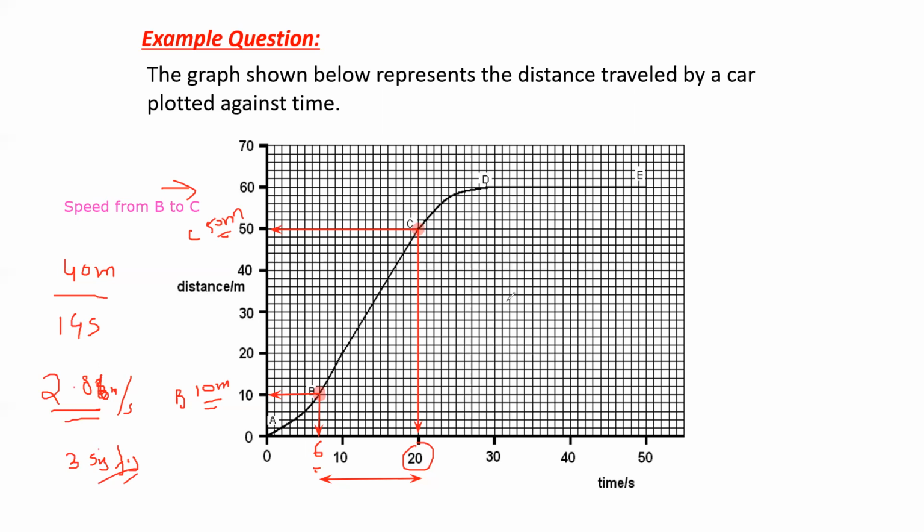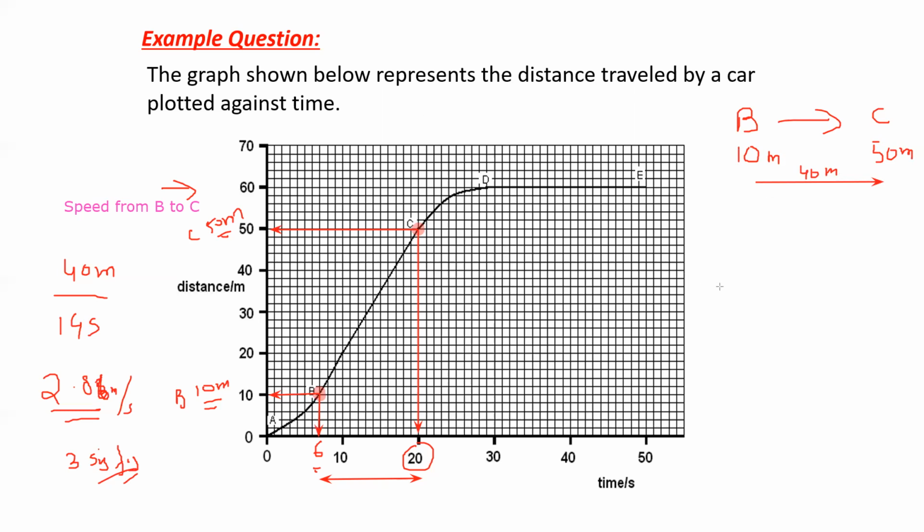How did I get 40 meters? Because we need the speed from B to C. When the car is at point B, it has already covered 10 meters. When the car is at point C, it has already covered 50 meters. So what is the distance covered by the car from B to C? The distance covered will be 50 minus 10, that's equal to 40 meters.